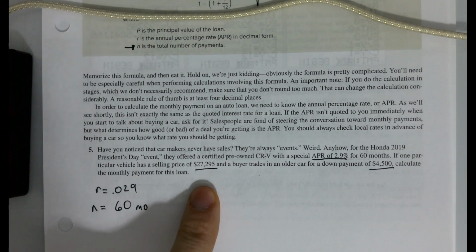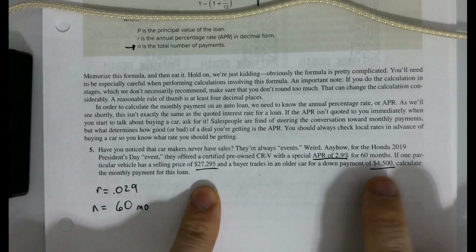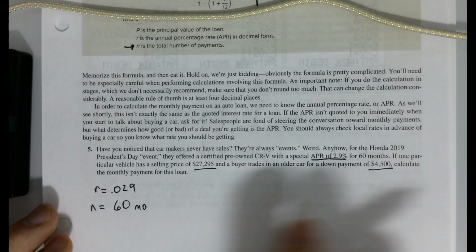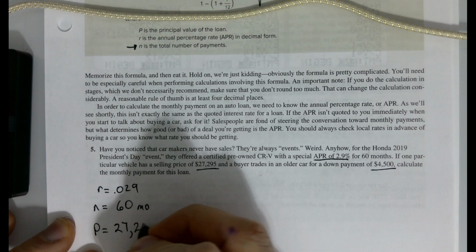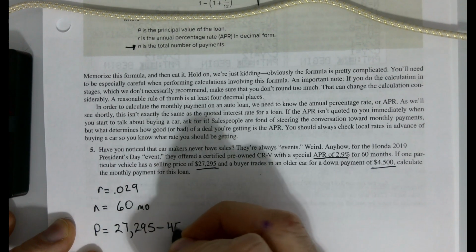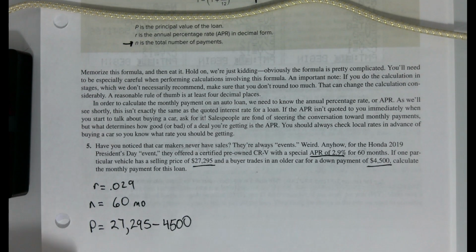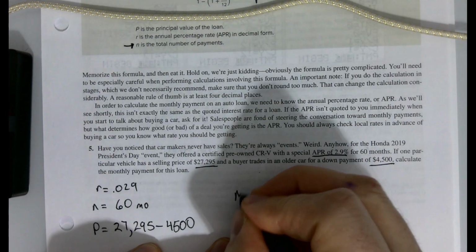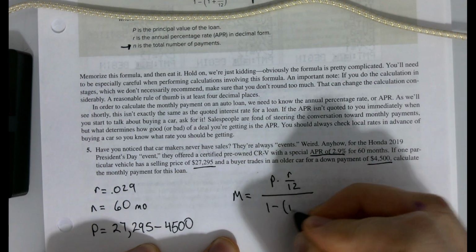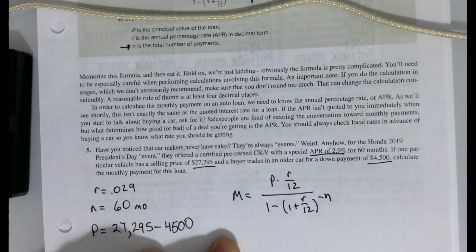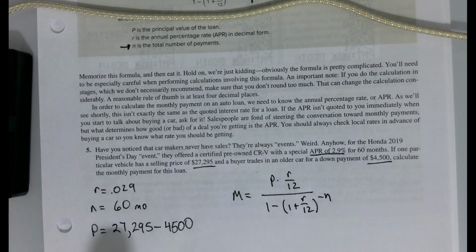We are not going to borrow $27,295 because we're paying this much in cash in order to get a loan to borrow the difference between those two. So in other words, the principal is the $27,295 minus $4,500. And really, those three things are all we need, because then we're just going to plug this into our monthly payment calculator, or our formula, excuse me, and away we go. So let's scamper over to Desmos, and we'll type this all in and see what the monthly payment is going to be on this amount that we're borrowing.